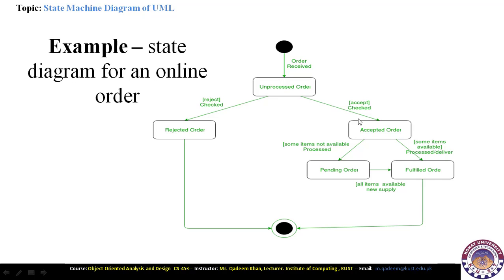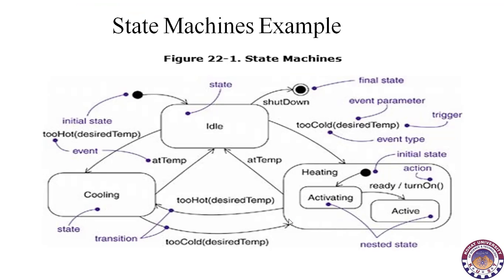And if it is checked and the order is accepted, then two different states may be called: some items not available to be processed, or all items available to process and deliver. If some items are not available in the stock room, then the pending order state will be called. And if they are all available, then the order will be fulfilled, and then the state machine diagram will be exited. So this is the state machine diagram for the online order.